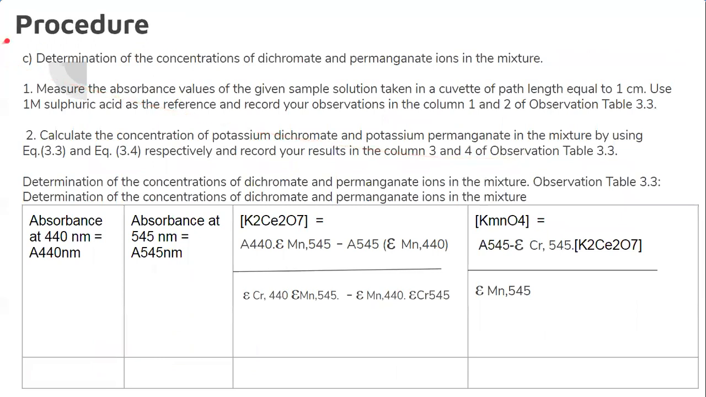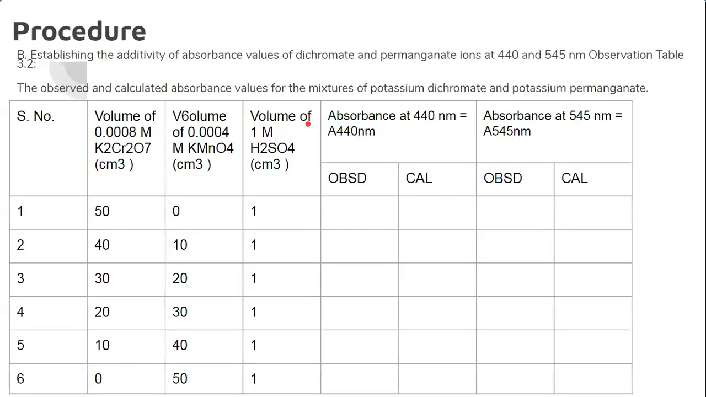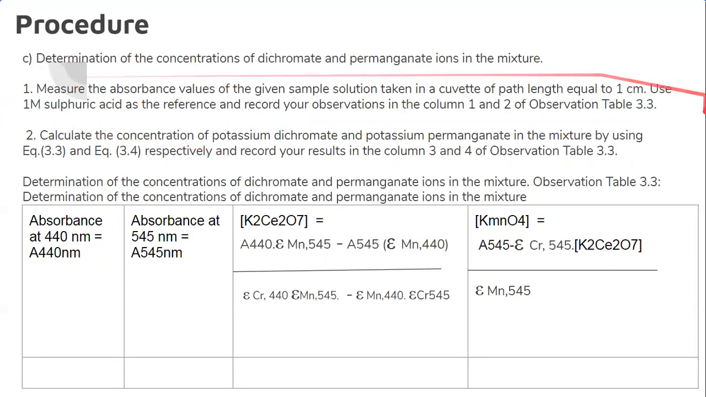The last step is determination of the concentration of potassium dichromate and potassium permanganate ions in the mixture. Here we now use the sample solution. Up to now we have used standard solutions, but now we use the sample solution. We find the concentration of potassium dichromate in the mixture by using these last formulas, 3.3 and 3.4. And this is the determination of the concentration of permanganate in the mixture, and this is the table.